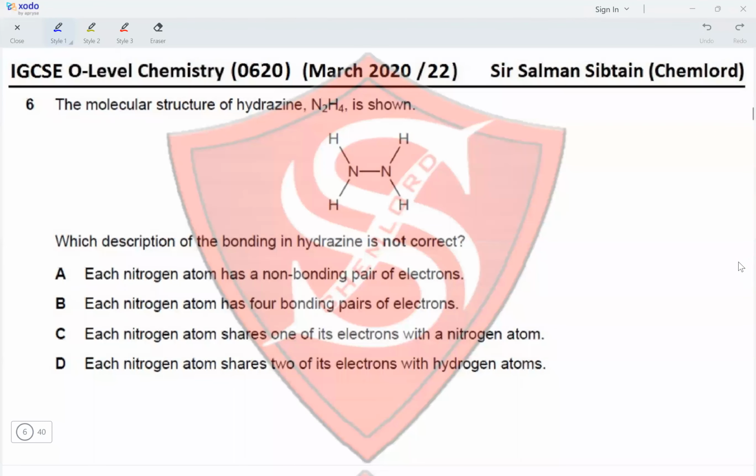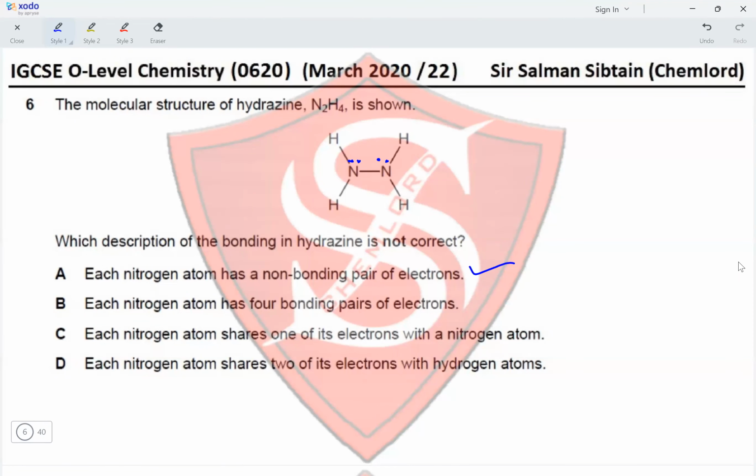Question 6. The molecular structure of hydrazine is shown, N2H4. Which description of the bonding in hydrazine is not correct? Each nitrogen atom has a non-bonding pair of electrons. So nitrogen is in group 5, and since it is forming three single covalent bonds, it would have a pair of electrons that remain unbonded. So this statement is correct.